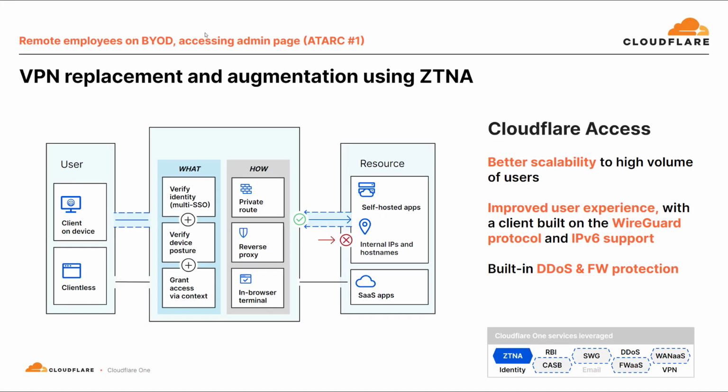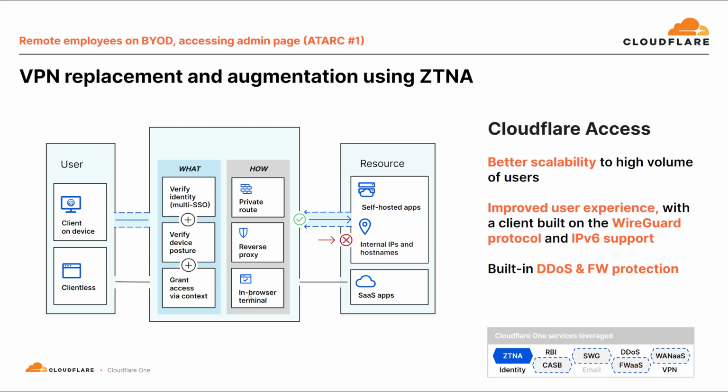Coming back to the main slide, we can see that I performed remote access both clientlessly and using my device client. Cloudflare managed to grant me access to Jira over a private route and my reverse proxy app connector, while also granting me access to Salesforce over my in-browser terminal. Thanks to Cloudflare's massive global network, we have better scalability for high volumes of users, built-in DDoS and firewall protections, and IPv6 support, which we'll see in just a moment.